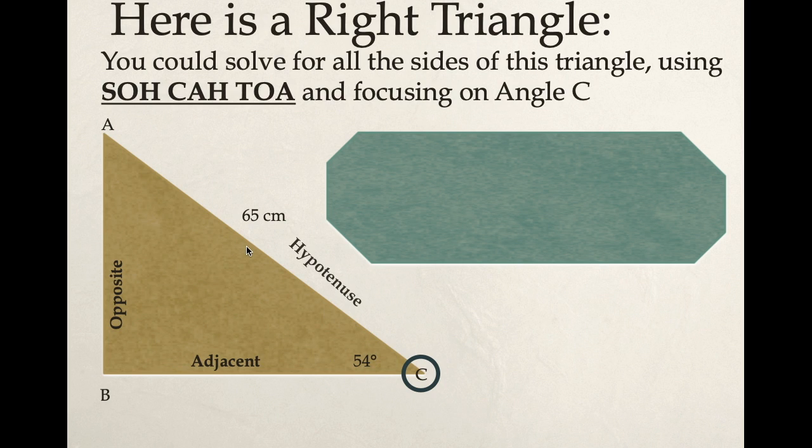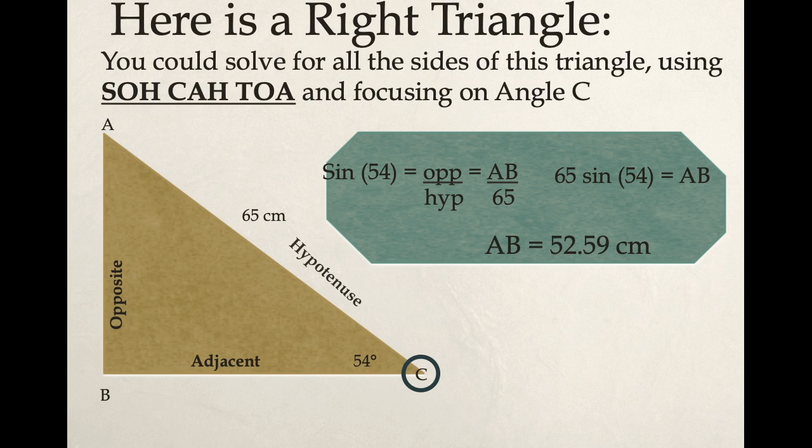In order for us to find something left over, it would make sense for us to use SOH, because we have that the sine of 54 is, well, you know what the sine of 54 is, but you also have that the hypotenuse is 65, and we can easily find the opposite side. So we're going to do some simple cross multiplication, and we are going to find that side AB is 52.59 centimeters. So by using the trig ratios, we are able to find what side AB is.